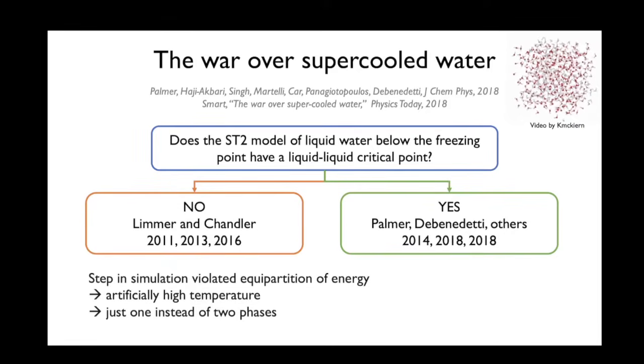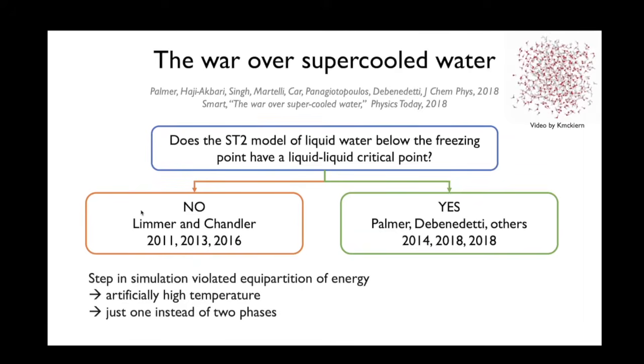There was this popular science article called The War Over Supercooled Water, which detailed this debate in the literature in my field. If you have liquid water that goes below the freezing point, so let's say negative 30 degrees Celsius, does it have this curious little thermodynamic feature called a liquid-liquid critical point? And we had 2 groups of people who were saying, we should get exactly the same answer to this question, but we have completely different answers. No, there's not a critical point. Yes, there is. The answer is, yes, there is.